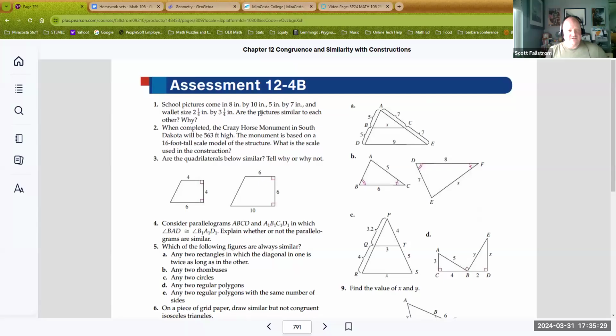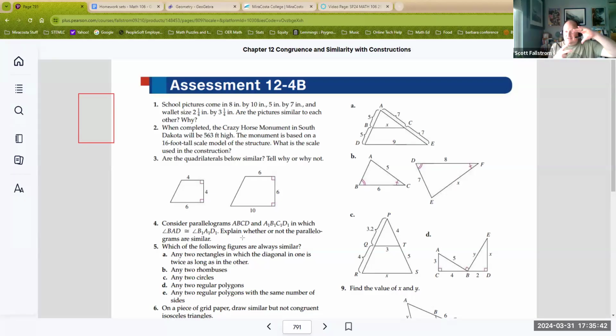School pictures come in different sizes. Are the pictures similar to each other? One thing to remember with school pictures is that this is a rectangle. Your school pictures come in rectangular form, guaranteeing that you will have all the angles congruent. That's not enough for similarity on a quadrilateral, but it's enough for you to be able to create ratios.